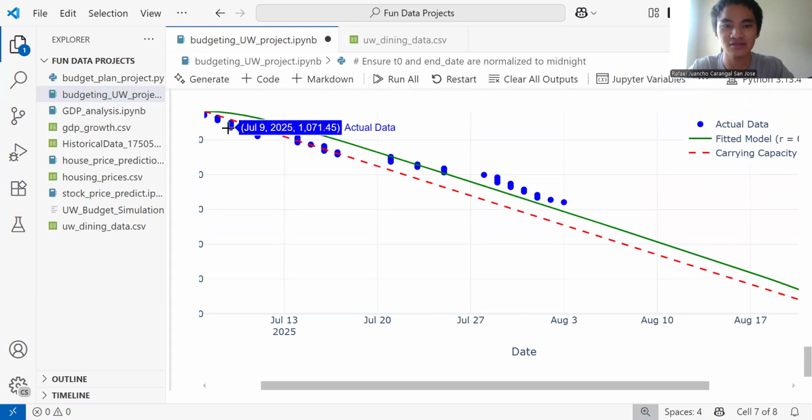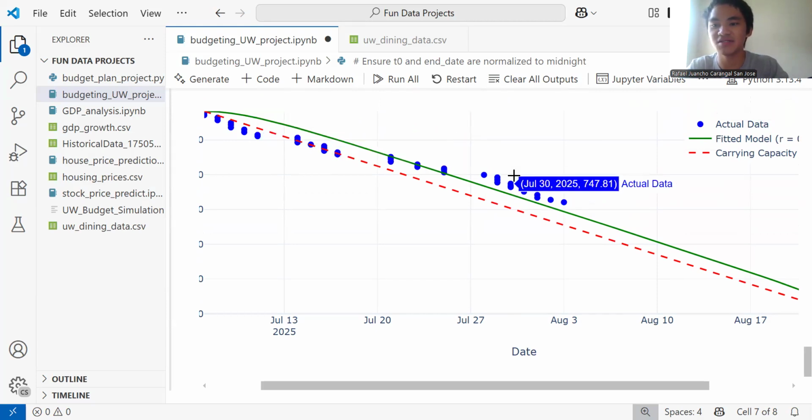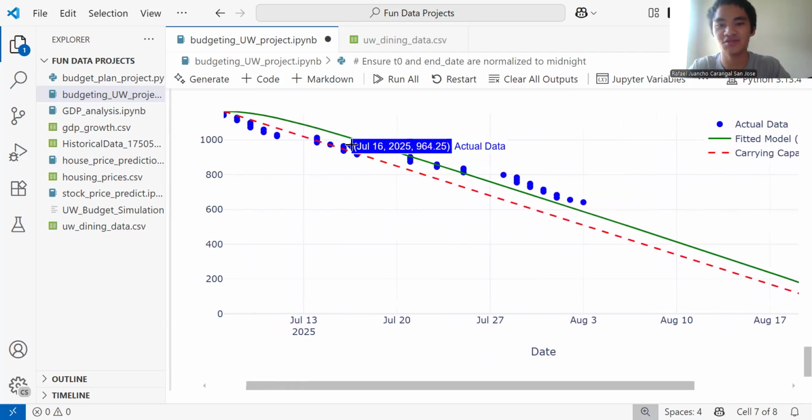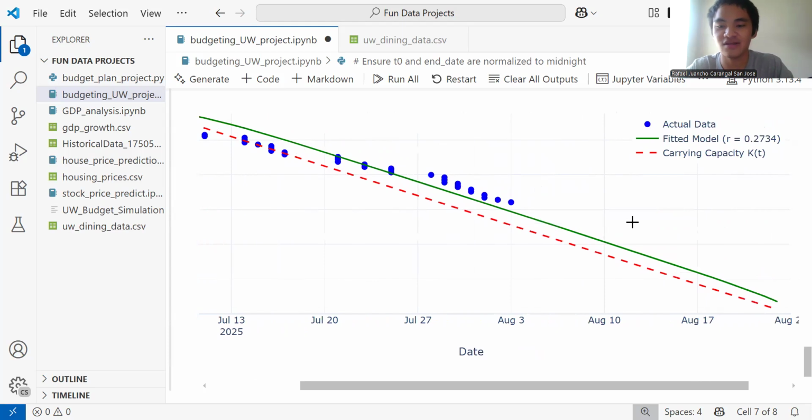This is my actual data, the blue points. So that's the date and my current balance as of that date. And then my red dotted line is my carrying capacity. So that's my K of T. So these are the actual data points. And then my fitted model using mean squared error and finding that best R and minimizing it using the SciPy module of Python, it gives me, well, this best fit.